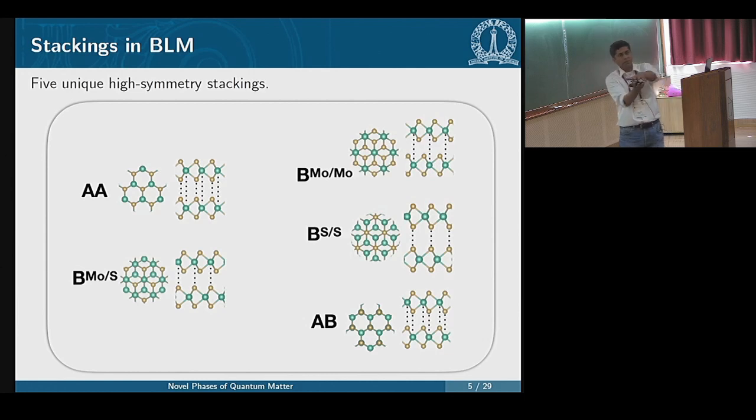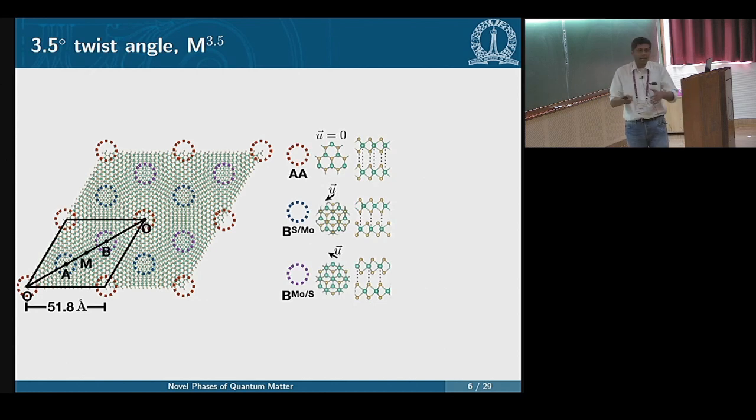So when you construct a twisted structure, you will get several of these stackings present in your twisted structure. For example, let's look at two layers which are twisted with respect to each other by an angle of 3.5 degrees. In that case, you will see that there are three stackings which are possible. Of course, these two are the same: Bernal sulfur on moly is the same as Bernal moly on sulfur. If I put the AA stacking at the place where I rotate, then I will get these two, and then it will come back to the same one, and that is my Moiré cell.